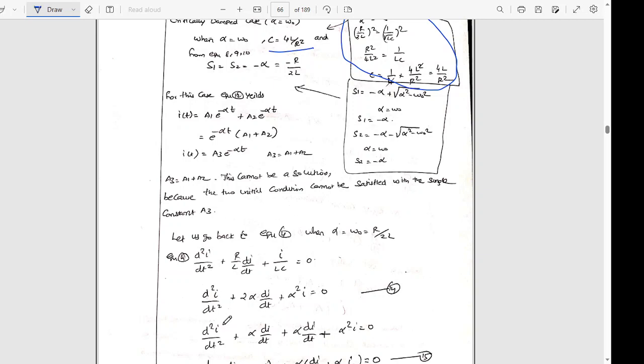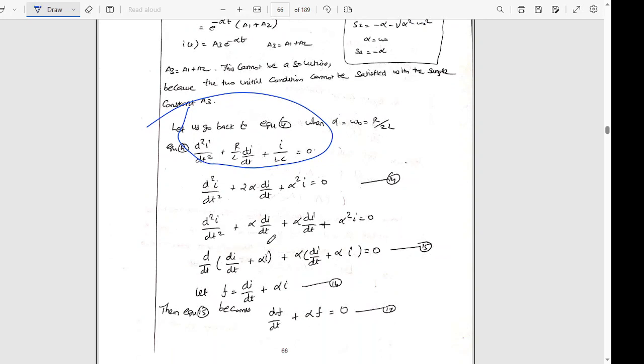Let us take equation number 4. The equation number 4 is d square i by dt square plus R by L di by dt plus i by LC equal to 0. This is equation number 4. So d square i by dt square plus 2 alpha di by dt. How did I write this? We know that R by 2L is equal to alpha, so R by L becomes 2 alpha. So 2 alpha di by dt plus alpha square i. Here omega naught is equal to alpha, so omega naught square will be equal to alpha square. So I am writing alpha square i equal to 0.